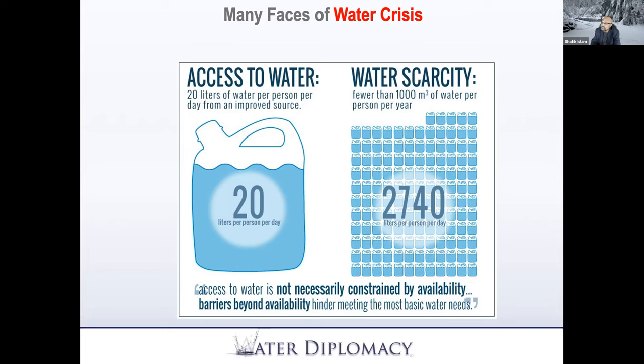So who are these 760 million people? These people are essentially people in rural villages in Africa and Asia. So this is one problem with water: access to water, the definition of water crisis.